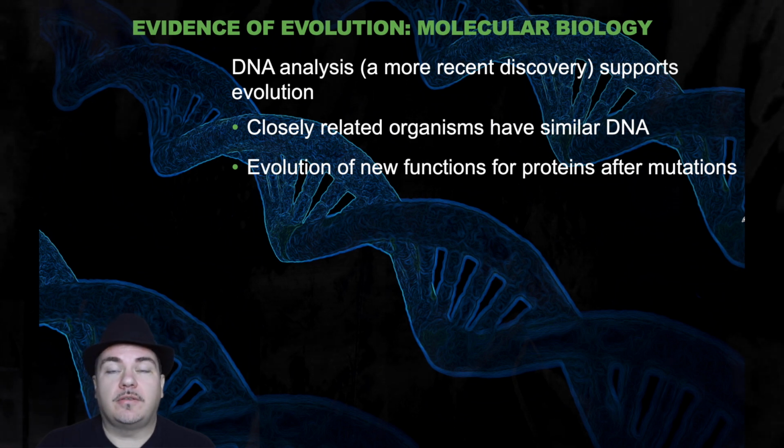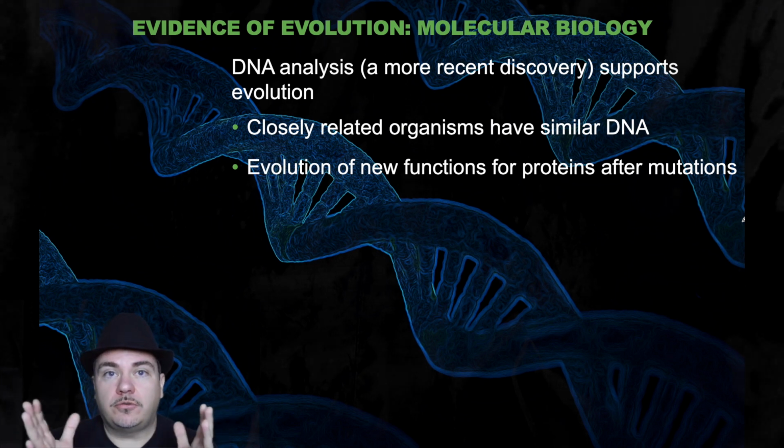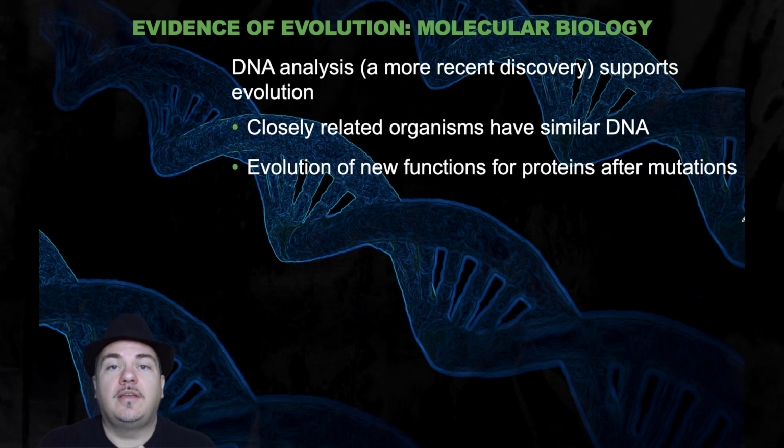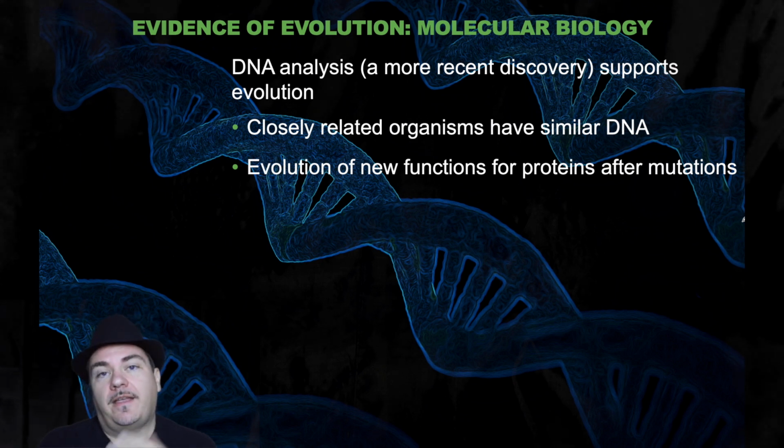We can also compare the sequence of proteins. By comparing the sequence of DNA and proteins, we can observe the evidence for evolution. Species that are more evolutionarily closely related to each other have more similar sequences. Species that are more divergent from each other in an evolutionary sense have more disparate, or different, sequences. Okay, here's an example of that.